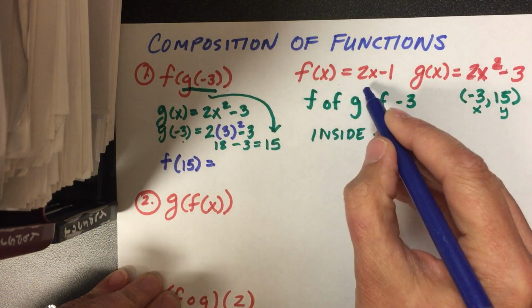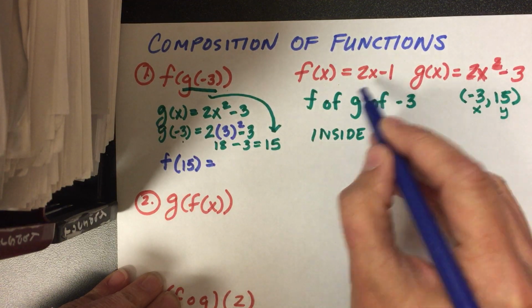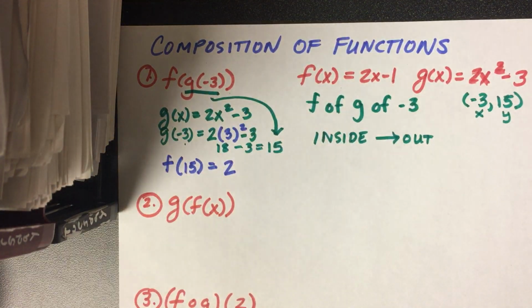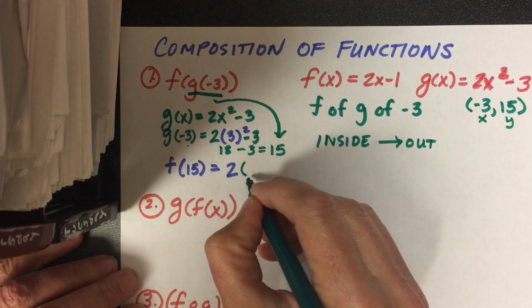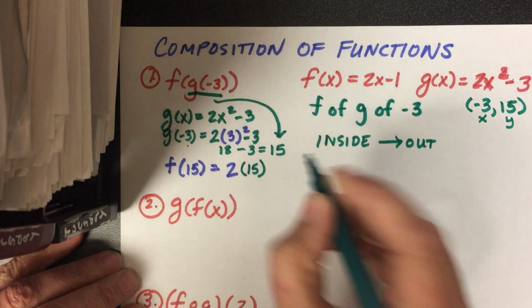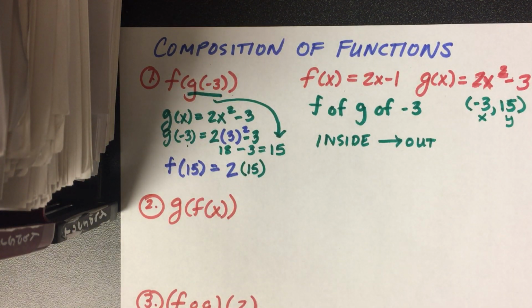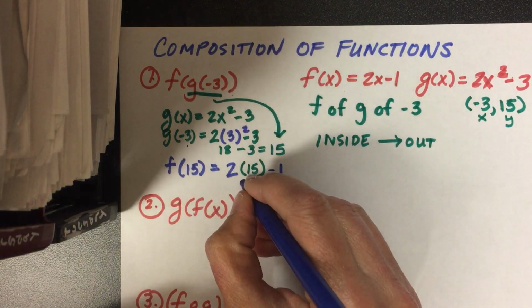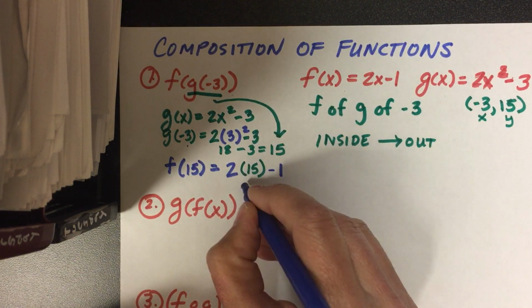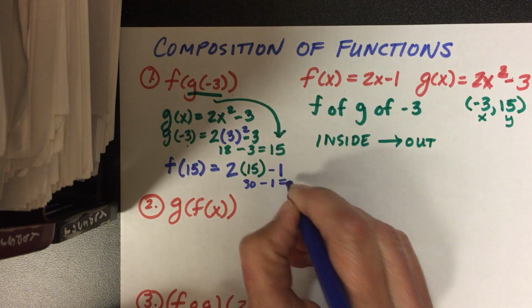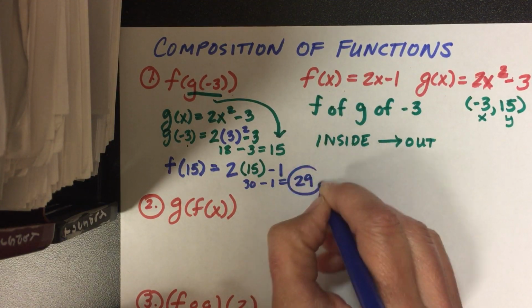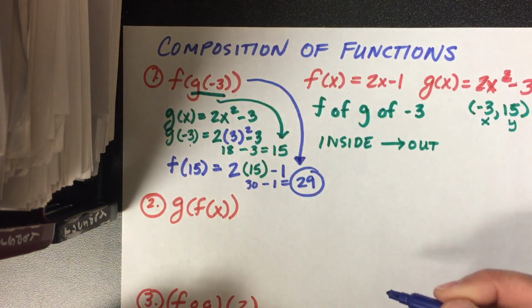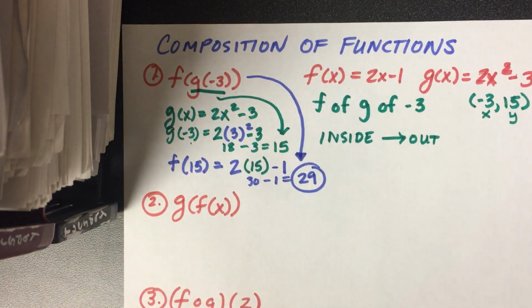So I'm going to go to my f of x, which is 2x minus 1, and my input, 15, is going to go wherever I see an x. So I'm going to have 2, and then for the x term, I'm going to input 15, because that was my input value, minus 1. All I've done is input. So 2 times 15 is 30, minus 1 is 29. So your final answer, f of g of negative 3, is 29. So let's move on to the next one.